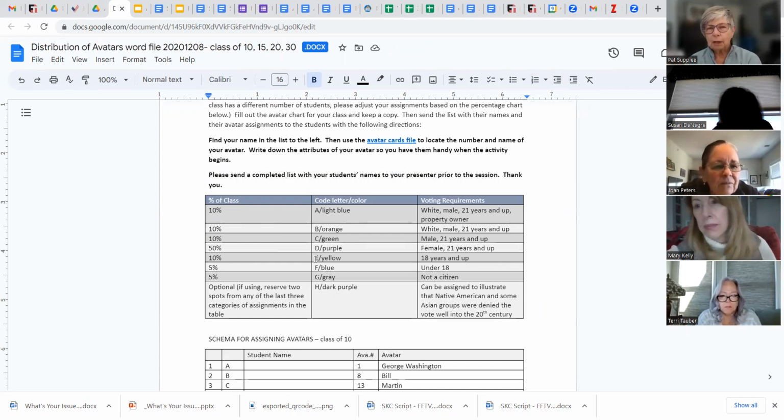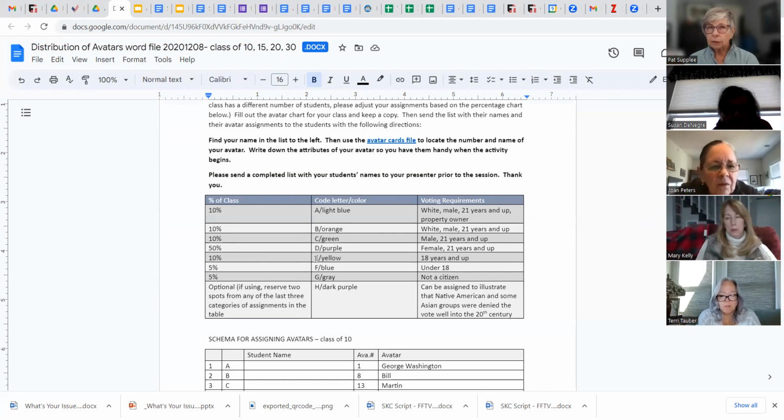10% of them should be eligible to vote at the end of the revolution. Another 10% at the end of the need for property rights, and another 10% of Black men. And then in 1920, when women get the right to vote, because they're half the population, half of the avatars that you give out should be women.